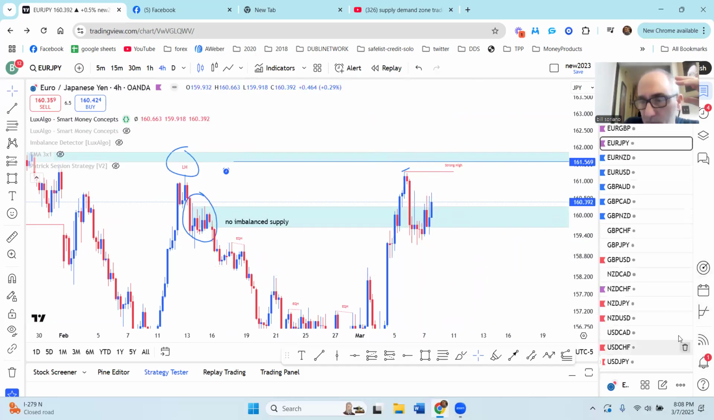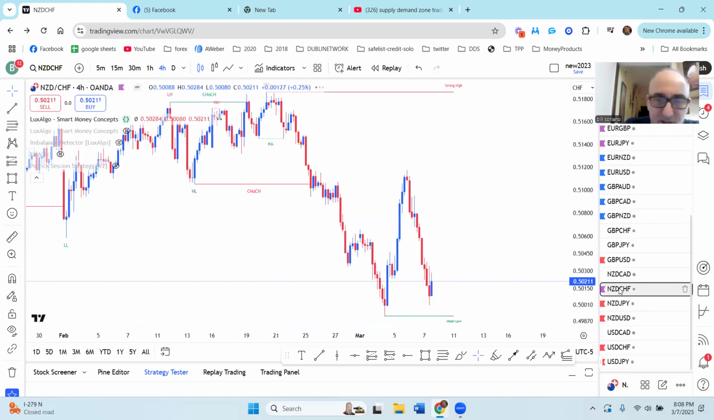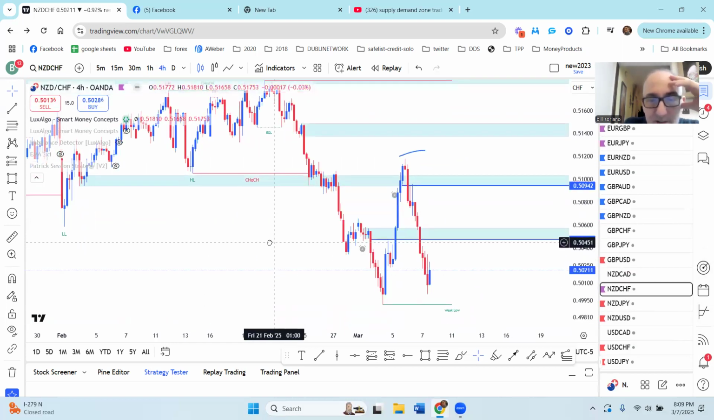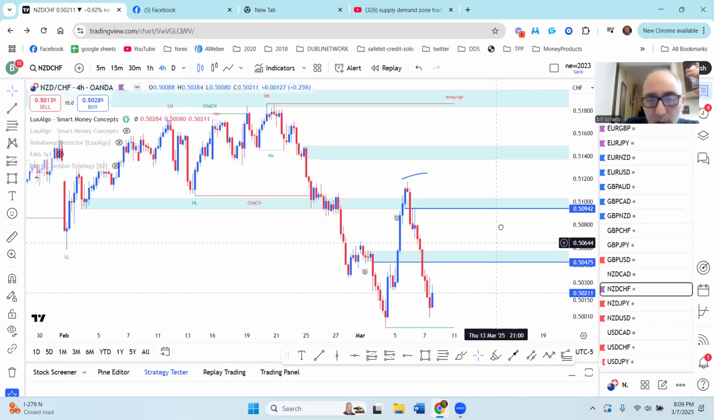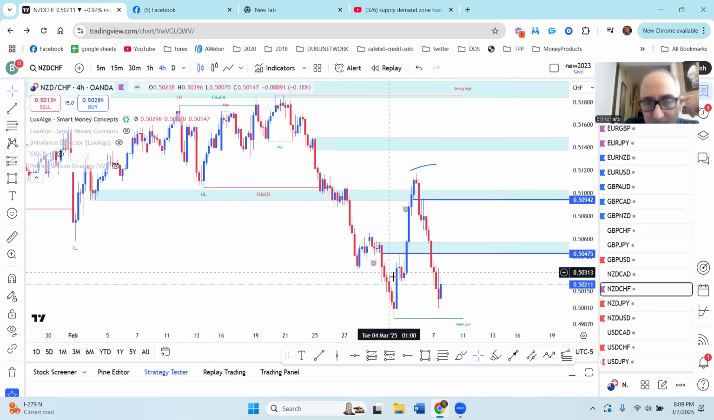And then the last one I wanted to show you was NZDCHF. So this was another one where price was heading down. We identified this supply zone. Price went right through it. We had another supply zone right here. You could see all this imbalance.